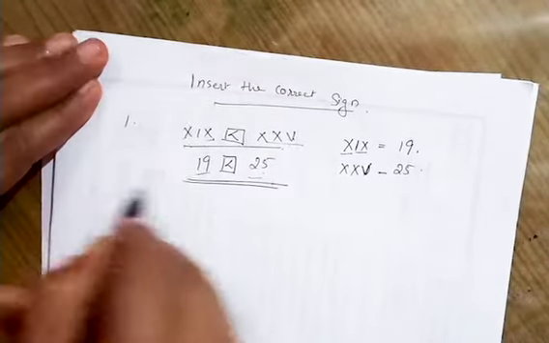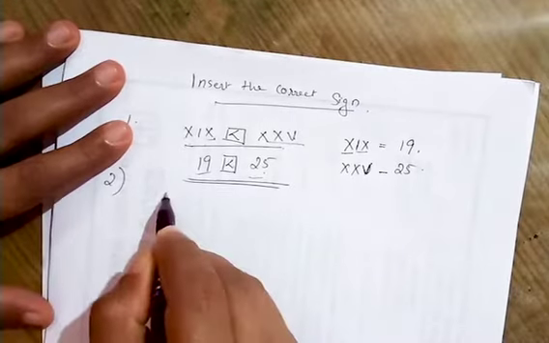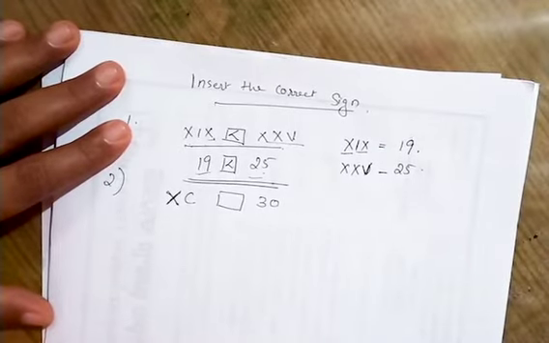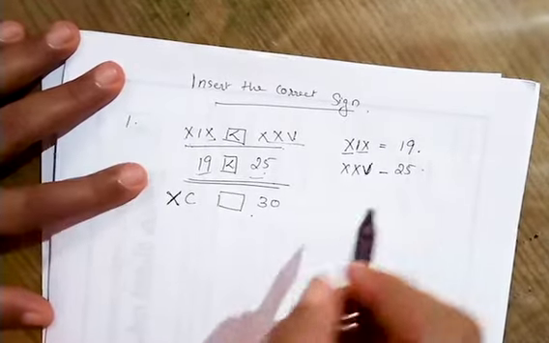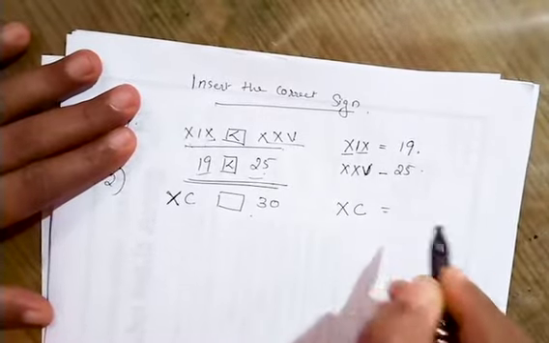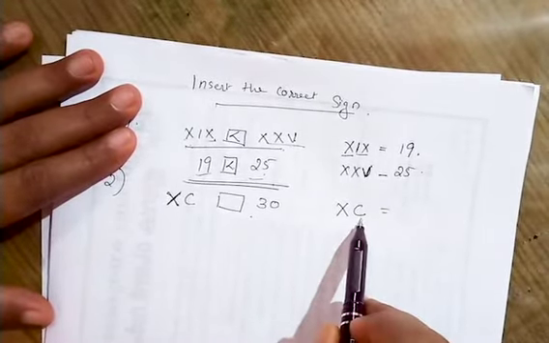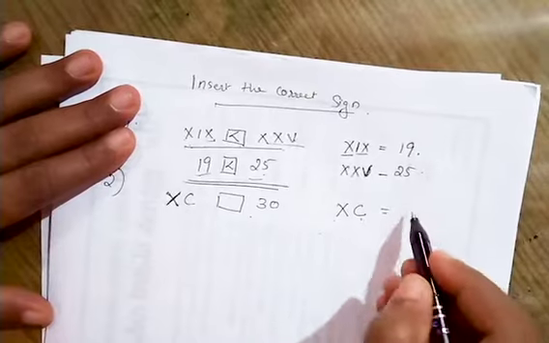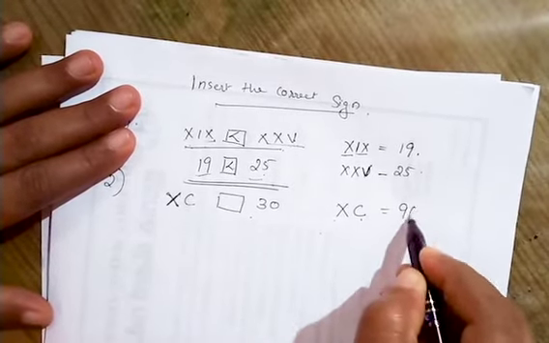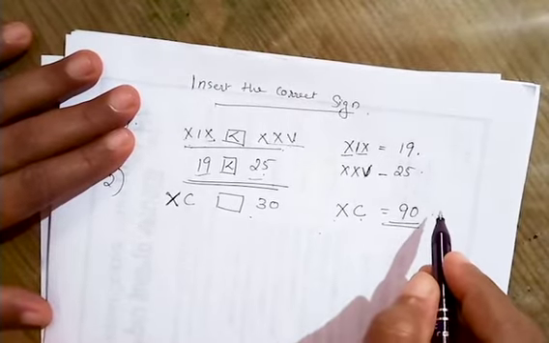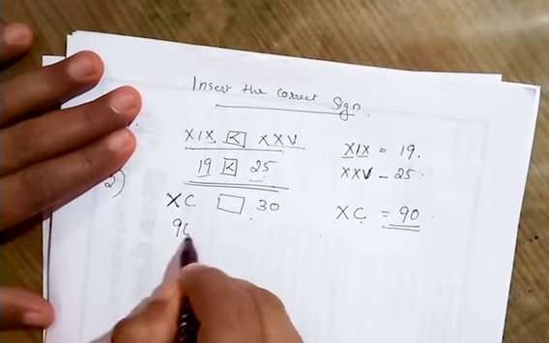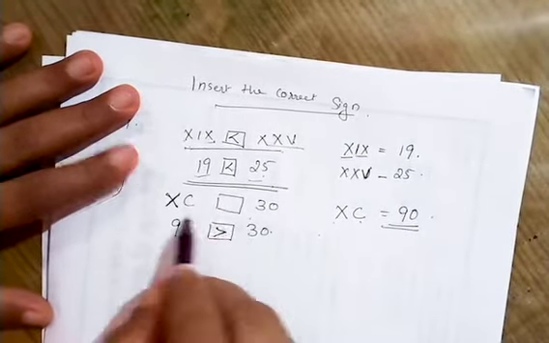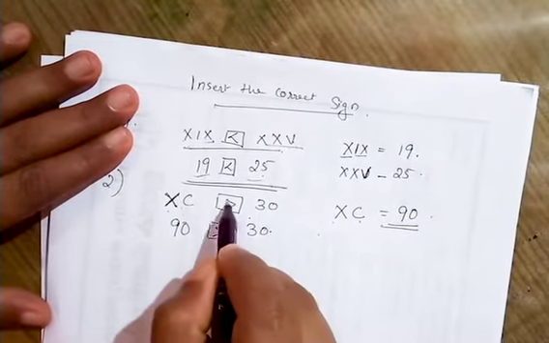Understand? Now the question number 2. We want to find whether XC or 30 is bigger. What is XC? C is 100, X is before C. That means it is 100 minus 10. It is 90. XC means it is 90. And 90, here is the box, and 30. That is, 90 is greater than 30. That is, XC is greater than 30.